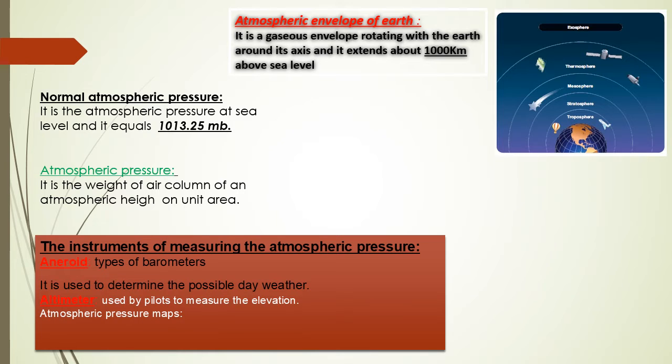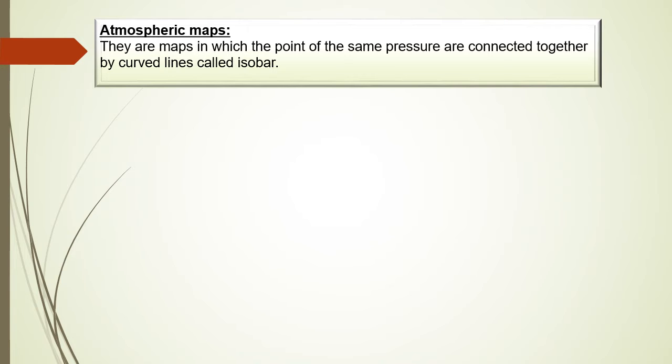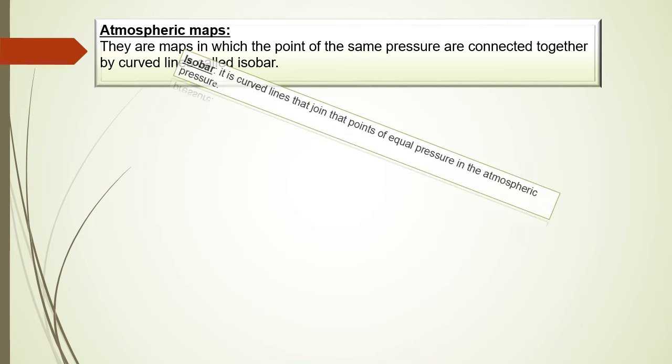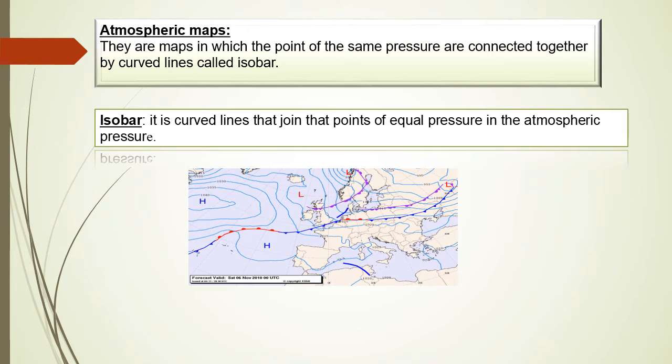We have two devices for measuring atmospheric pressure. Number one, the barometer. It's a type of instrument used to determine possible weather, rainy and dry, and so on. Number two, the altimeter, used by pilots to measure elevation by atmospheric pressure. In an atmospheric map, points that have the same pressure are connected together by a curved line called an isobar. This map is called an atmospheric pressure map and is needed by pilots.